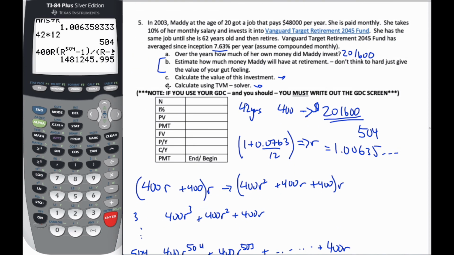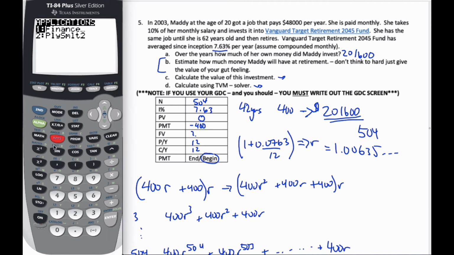We can also do this with our calculator. I'm going to use a TVM solver, but let's go through these values. N is my months, so it's 504. My interest is 7.63. My present value, when it starts off, is 0. The payment is going to be minus 400 because it's leaving my pocket and going somewhere else. The future value is what we are going to be looking for. My payments per year is 12. My compounds per year is 12. And I put the payment in at the beginning of the month, and then I get interest.